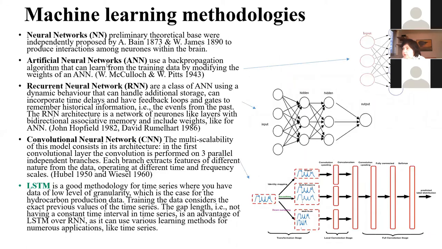One is the artificial neural network by McCulloch and Pitts. The recurrent neural network: if you remember, the objective was to backpropagate until the learning is stabilized with various weights. The recurrent neural networks are a class of ANN using a dynamic behavior and can handle additional storage, feedback loops, and the principle is the same.